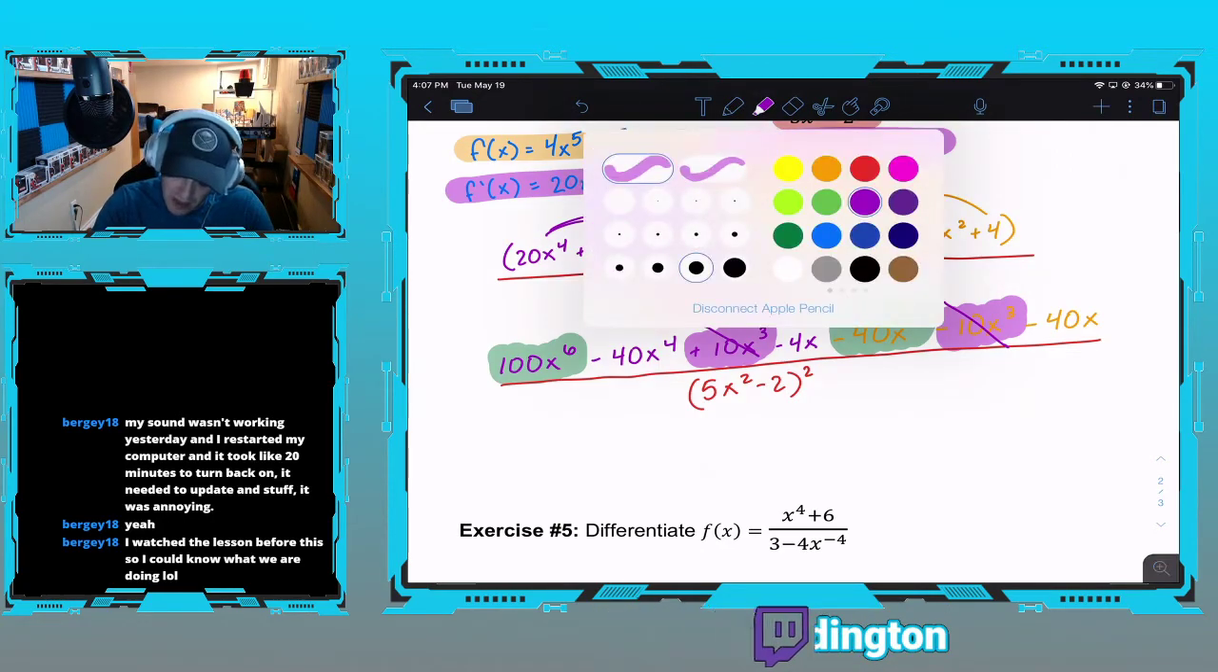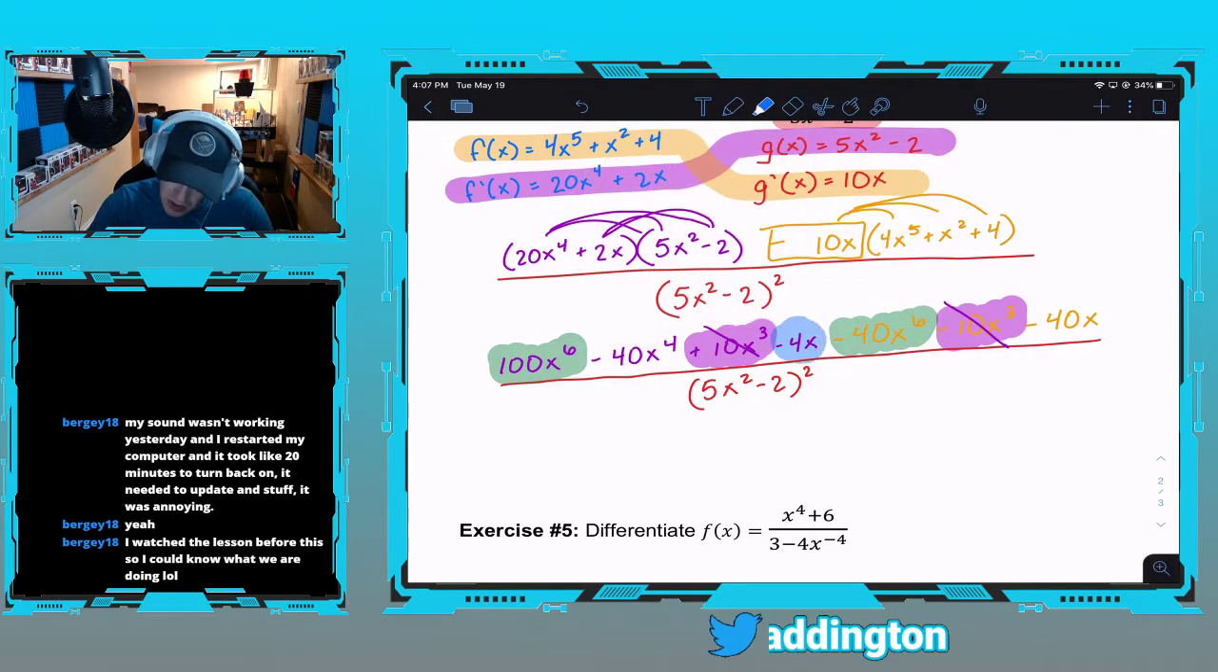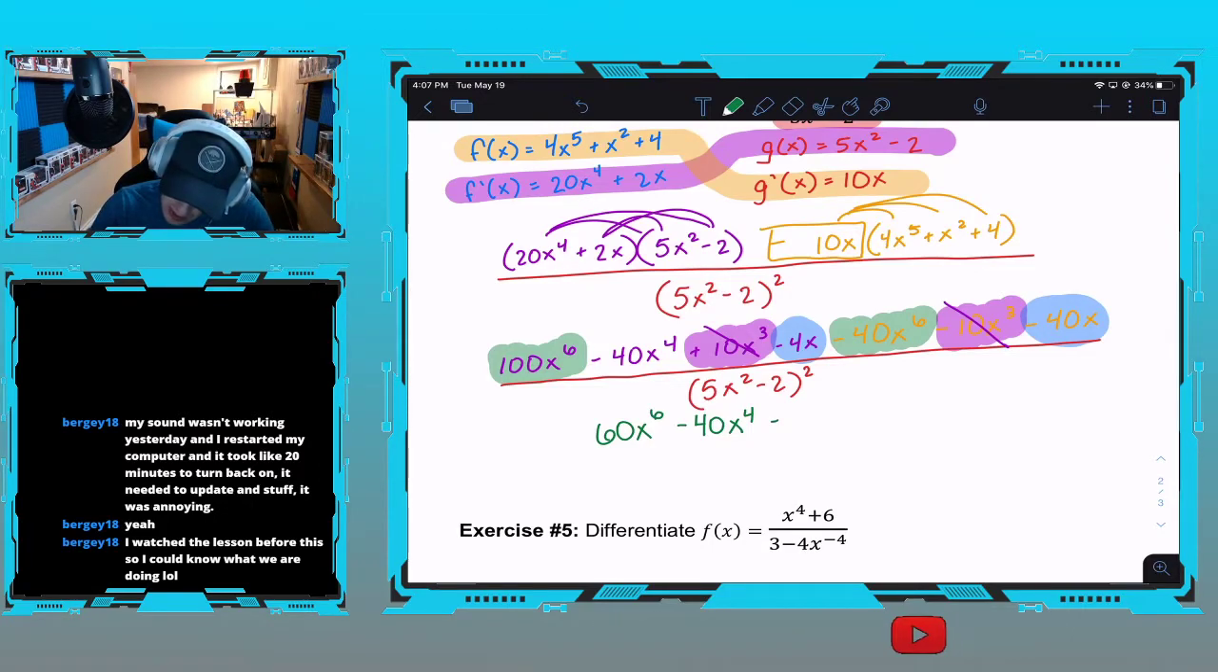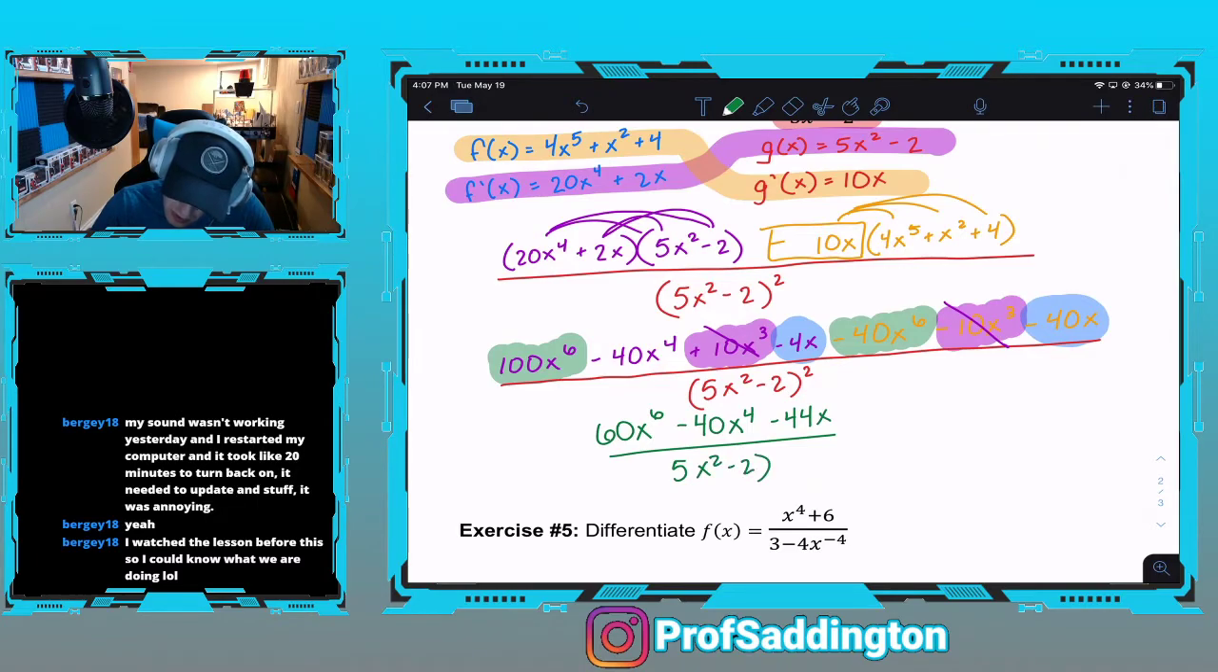And then we still have to combine. What other color can I use? I'll go back to blue. We can do negative 4x and negative 40x. So I'm just going to combine like terms now. I'm going to write them in the correct order. 100 minus 40 is just going to be 60x to the 6. I still have that negative 40x to the 4th. And it looks like negative 4 and negative 40 is going to give me negative 44x. And again, that is all over 5x squared minus 2 squared.